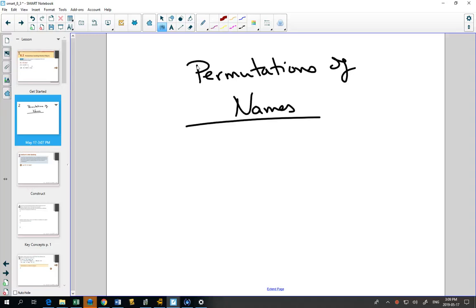This idea of how many ways you could arrange the letters in your name would figure out how many passwords you could make. So this is the permutations of your names.